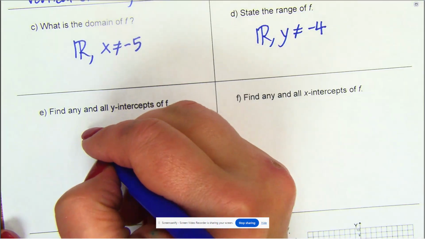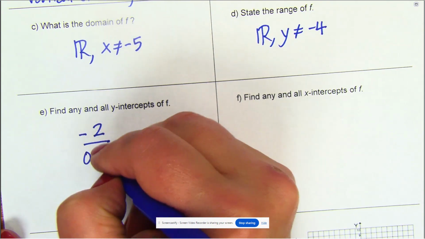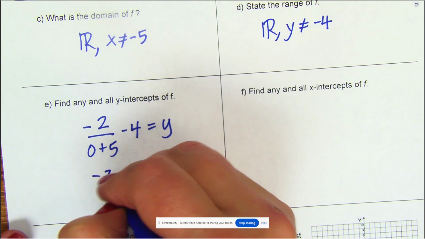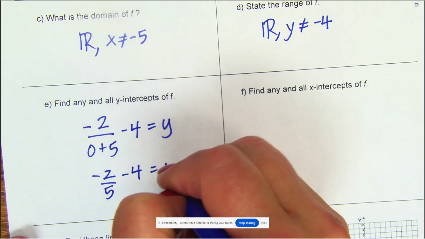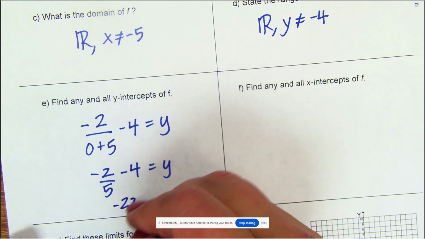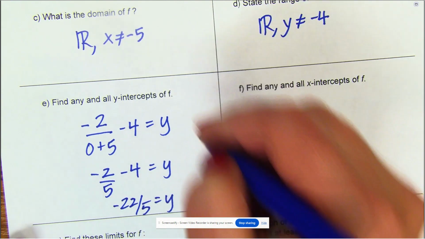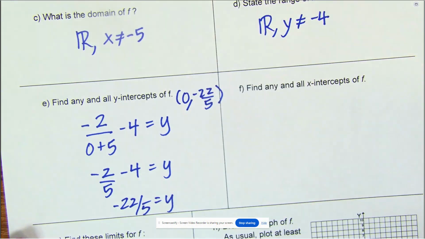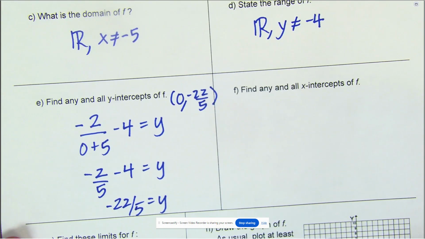Intercepts, we just did this. We're going to put 0 in for x. -2 over 0 plus 5 minus 4 equals y. -2/5 minus 4, that's what, 20/5. So -22/5 is the y-intercept. 0, -22 over 5. You could change that to a decimal.